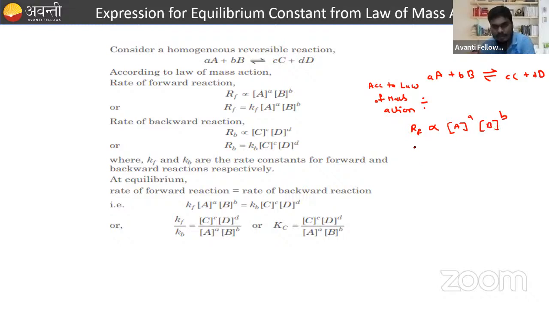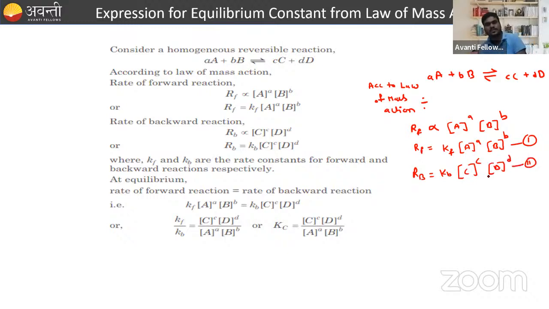Similarly, if you remove the proportionality sign, with the proportionality constant it is equal to Kf. So the rate of forward reaction is Kf [A]^a [B]^b. This is equation 1. Similarly, the rate of backward reaction is equal to Kb into the concentration of [C]^c [D]^d. So this is the second one. Okay. Here Kf and Kb are the rate constants for the forward and backward reactions.